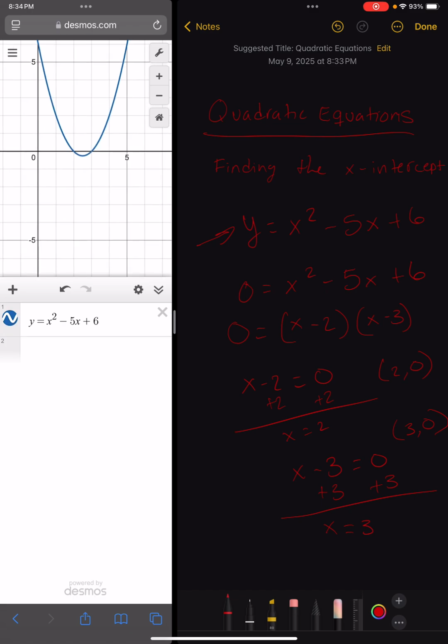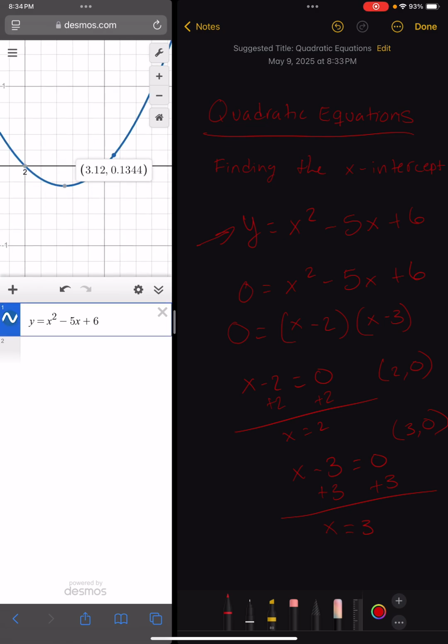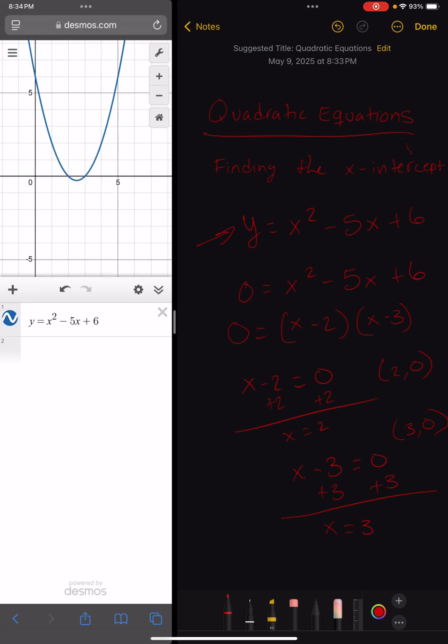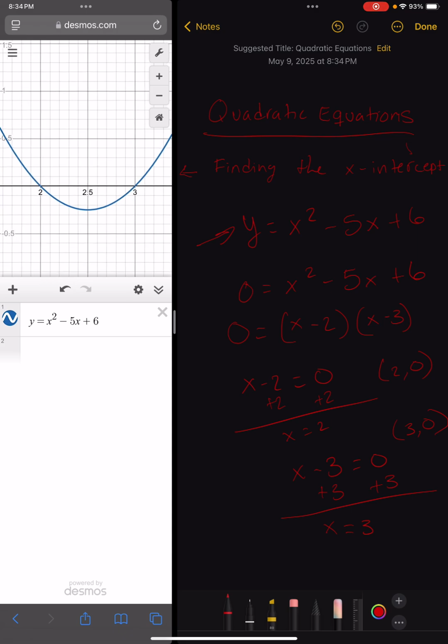And so if we come down to the graph and zoom in, we can clearly see the x-intercepts, which is where our parabola crosses the x-axis, right? This x-axis is this line right here. If we zoom in, we can see that our answer is correct, right? We have (3, 0), check, and (2, 0), check.